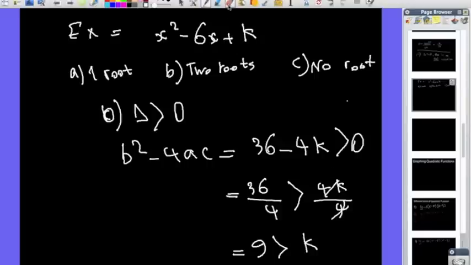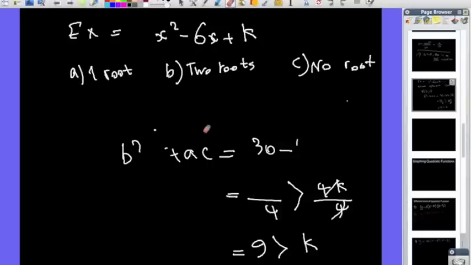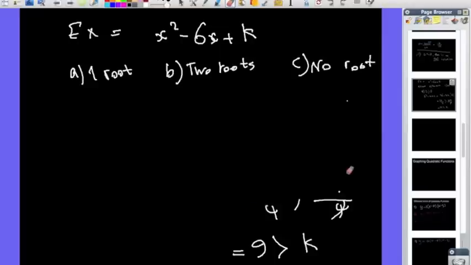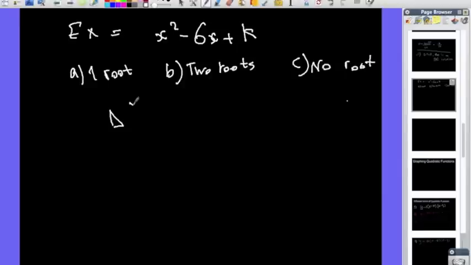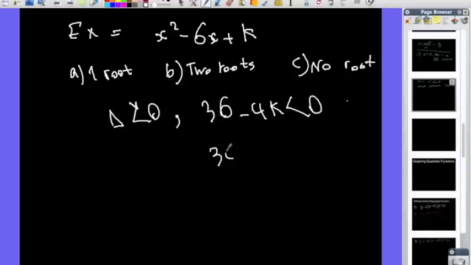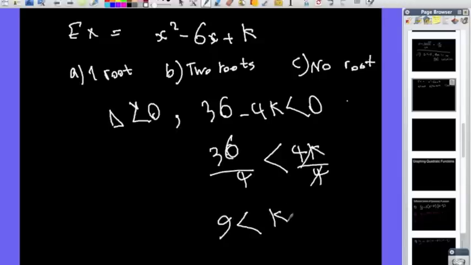And now for the last situation, for c, we know that in the no root situation, delta must be less than 0. So that would be 36 minus 4k is less than 0. So 36 by 4 is less than 4k by 4. So 9 is less than k. Okay.